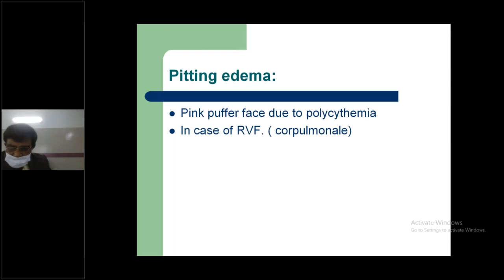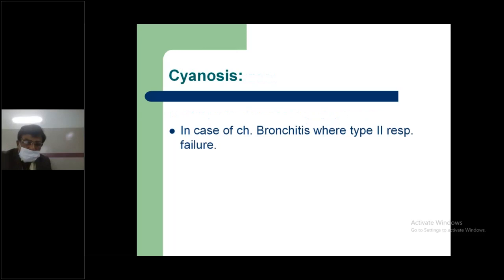And if the patient has cyanosis or blue discoloration of the face and dyspnea, that indicates the patient is suffering from chronic bronchitis. So pink puffer is a character of emphysema with polycythemia, and blue bloater is a character of chronic bronchitis. Cyanosis can occur in chronic bronchitis with type 2 respiratory failure. So if a patient has chronic bronchitis having cyanosis, that indicates type 2 respiratory failure.